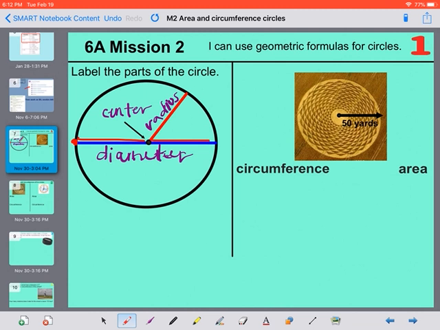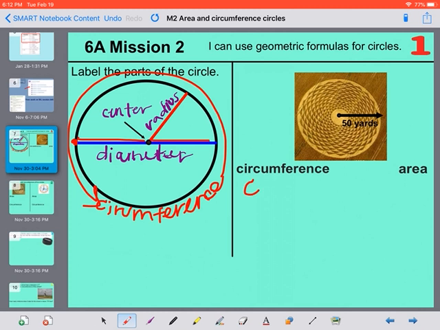So we're going to find the circumference and the area of this circle, and this is actually a crop circle. So our circumference is the distance around the edge. If you want to write it, circumference is the distance all the way around the edge, and the formula for our circumference is pi times the diameter, also known as 2 pi r, because our diameter is the same as 2 of the radiuses.